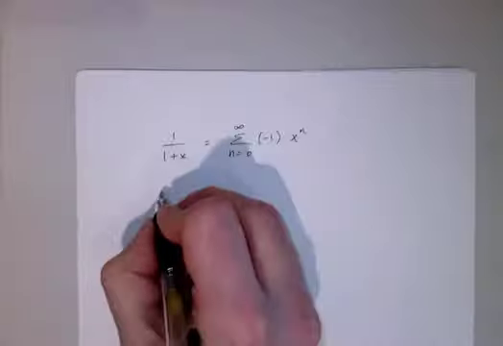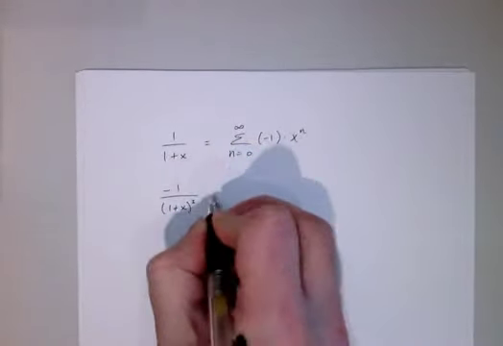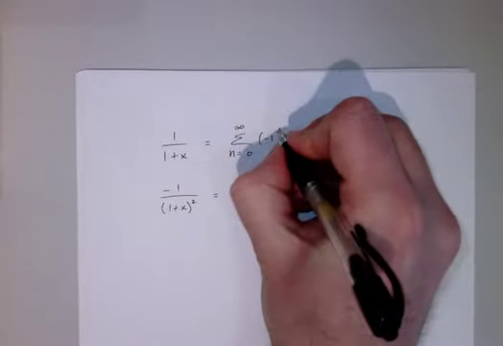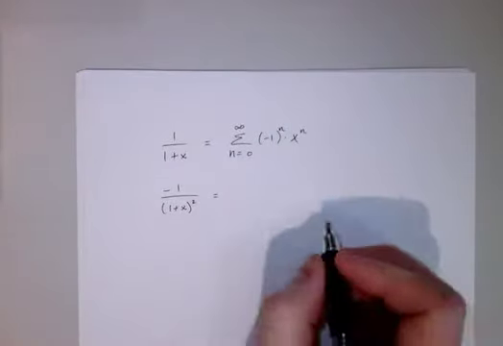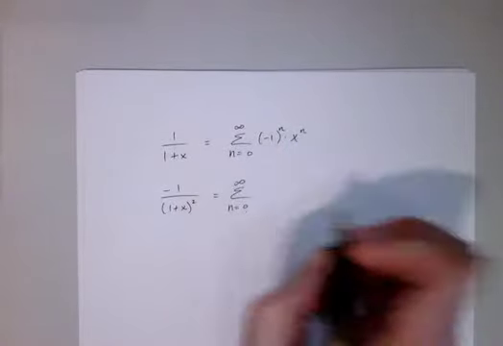Now then I took the derivative, right? I took the derivative and I wound up getting that. Well, what do you suppose happens when I take the derivative? Well, obviously nothing happens to the sign, S-I-G-N, right?